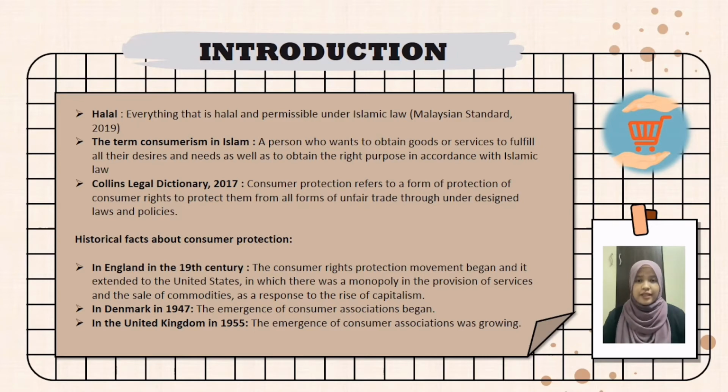There are historical facts about consumer protection. The consumer rights protection movement began in England in the 19th century and extended to the United States, where there was a monopoly in the provision of services and the sales of commodities, as a response to the rise of capitalism. The emergence of consumer associations began in Denmark in 1947 and expanded to the United Kingdom in 1955, because the development of consumer protection in Europe arrived later. In this regard, it served as a center for the public to easily obtain information on sustainable and safe choices of goods and services, with the aim that the rights of individual and collective consumers will be guaranteed.